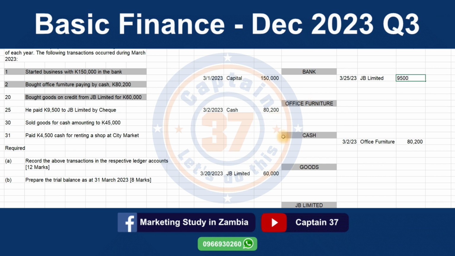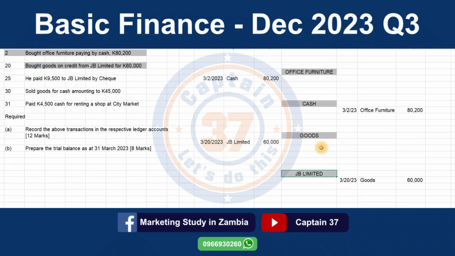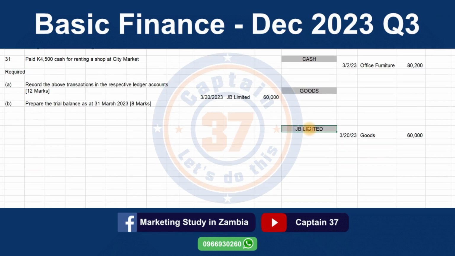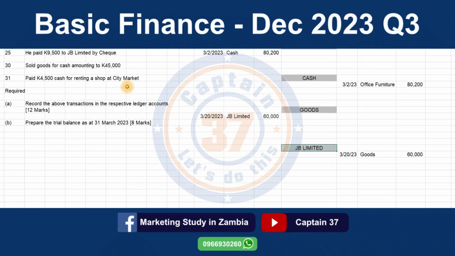Are we done? No. We need to go back to JB's account, because this time JB's account is receiving. He was paid. How much was he paid? Here it is. This is Jacob. Jacob paid 9,500 to JB. So JB Limited is receiving, meaning it's going to be debited.